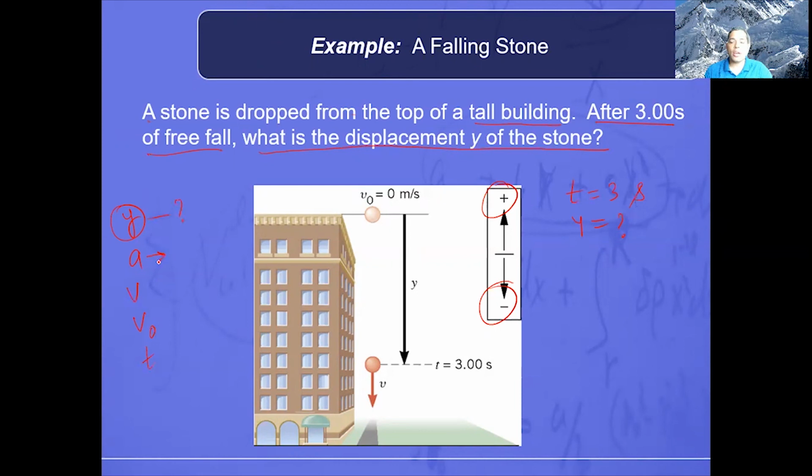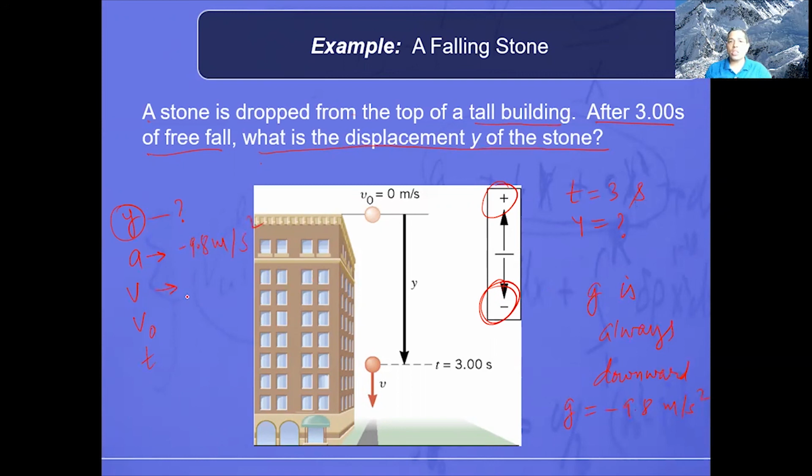Do you know a? A is the acceleration due to gravity. Remember, g is always downward, meaning towards the surface of the earth. So what is your downward direction? Negative. That's why your g is negative 9.8 meters per second squared. Keep that in mind. Your a is g, which is negative 9.8 meters per second squared.